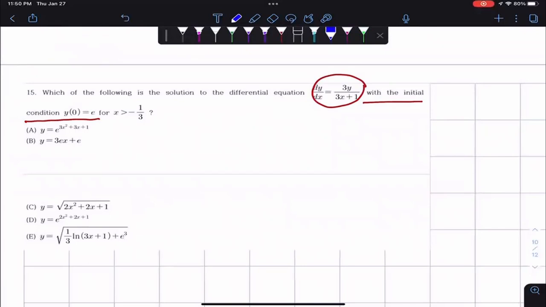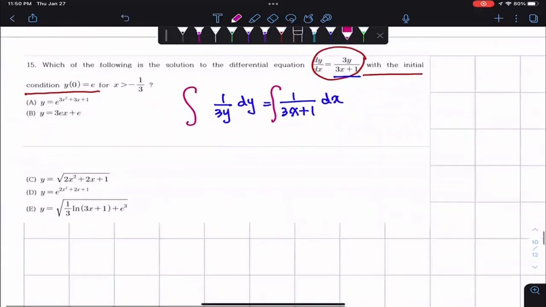Separate these variables x and y respectively. So 1 over 3y dy equals 1 over 3x plus 1 dx. Apply the integral on both sides. This is 1 over 3 ln y plus c1.